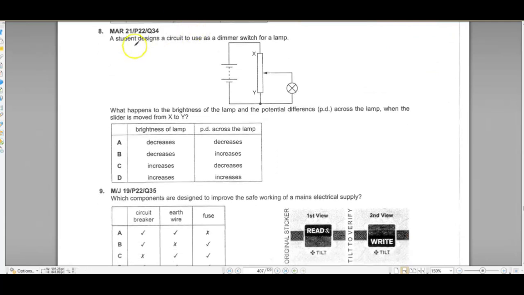Question number 8. We said this section is about electrical safety, but there are very few questions related to that. It's basically a multiple topic sort of thing, as I've seen. But let's continue. 8. A student designs a circuit to use as a dimmer switch for a lamp. Okay. What happens to the brightness of the lamp and the potential difference across the lamp when the slider is moved from X to Y? Okay, if the slider is moved from X to Y, this means that the resistance is decreasing.